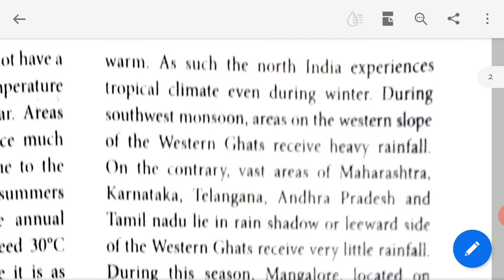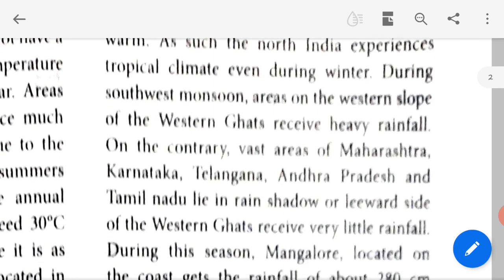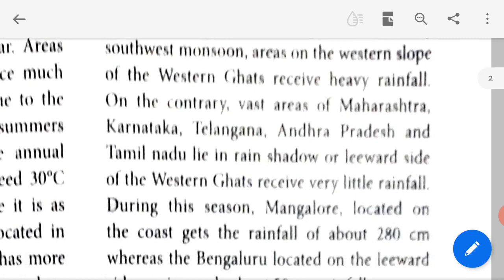During southwest monsoon, areas on the western slope of the Western Ghats receive heavy rainfall. Remember, the western part is the Deccan Plateau that we have on the west. So, that is the western slope, the Western Ghats we have, where we have Kerala coming into the picture. On the contrary, vast areas of Maharashtra, Karnataka, Telangana, Andhra Pradesh and Tamil Nadu lie in the rain shadow or leeward side of the Western Ghats, and receive very little rainfall.